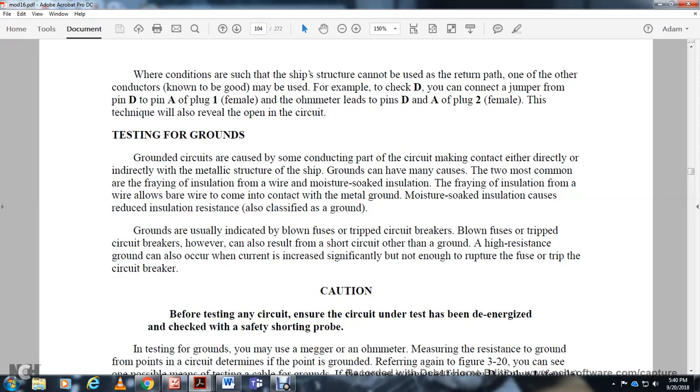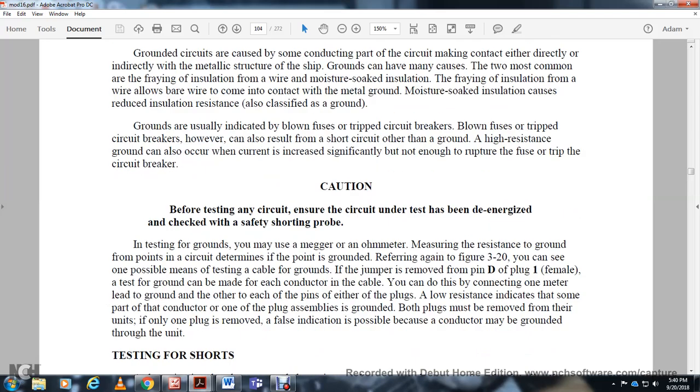The high resistance of the ground can also occur with the current increasing significantly, but enough for the rupture of the fuse, with the trip of the circuit breaker. Caution: before testing the circuit with the engine, the circuit is only for the test of the BNM. Try to check with the safety shorting the probe, with the testing of the ground, you may measure the.